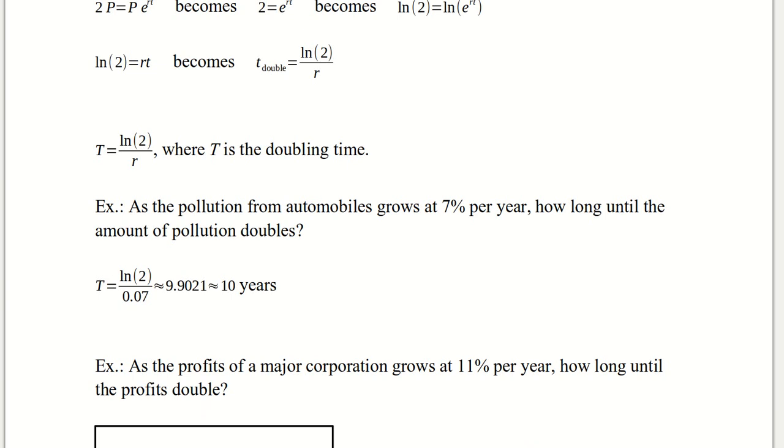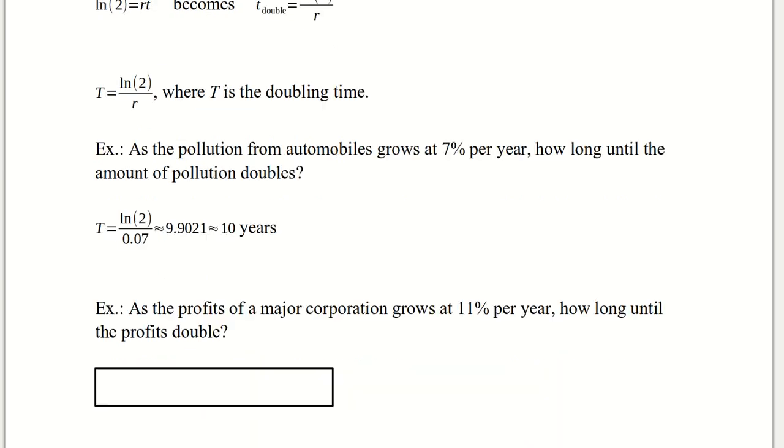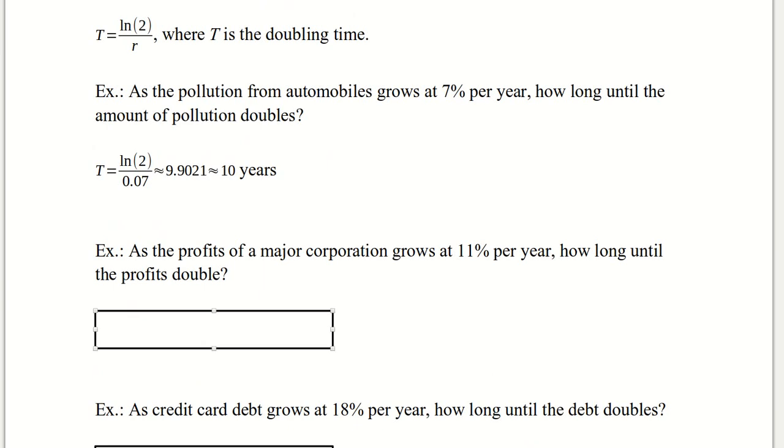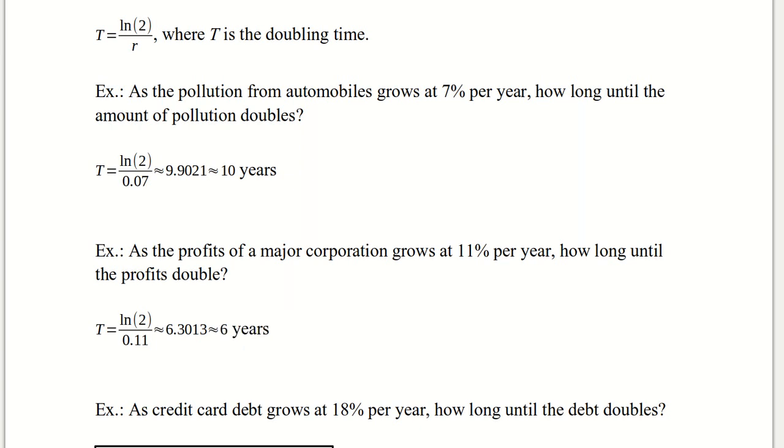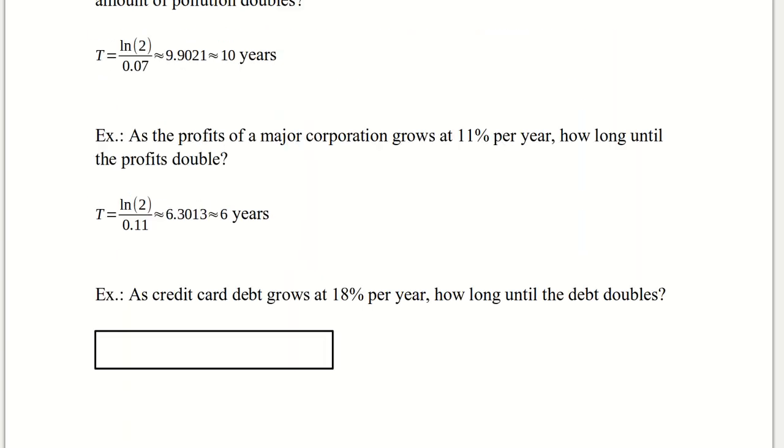It says that the profits of a major corporation grow at 11% per year. That's our constant growth rate. How long until the profits double? So the same routine, we're going to plug it into our formula for doubling time. Taking the place of r is our constant growth rate, 11%, written as a decimal. Put this into your calculator, and I really recommend that you're able to do this in your calculator, and you'll get 6.3013, and we could round that to about 6 years. The profit of this corporation doubles in 6 years.